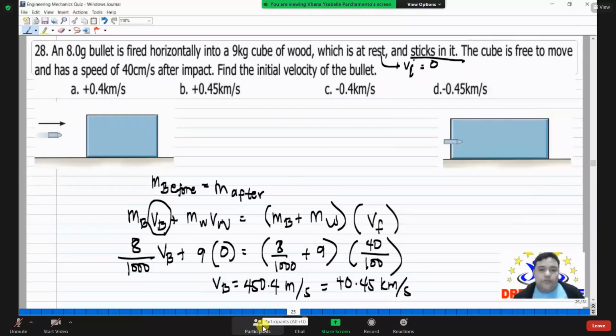This is positive kasi sinundan niya yung ng block. So, nagpaganon na rin yung ating cube ng wood. Hindi siya nagpaganito. Kapag nagpa other direction siya, that is negative. Letter B.